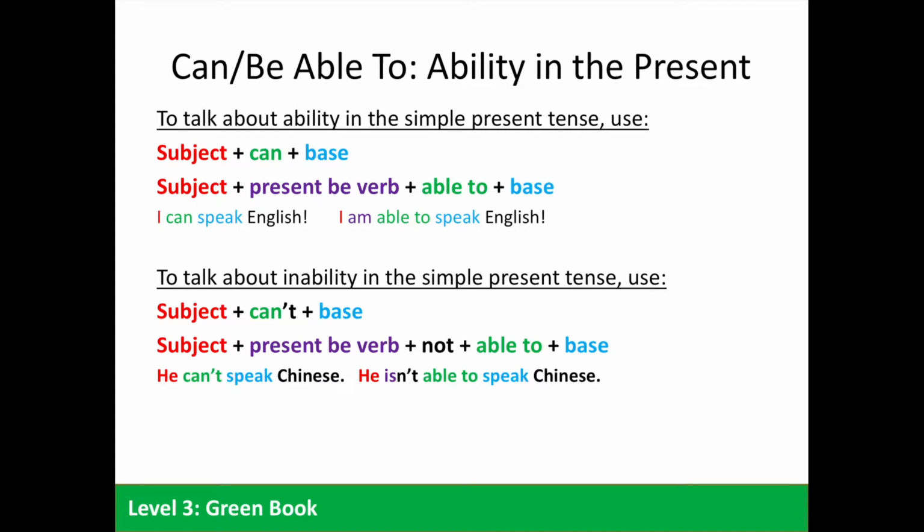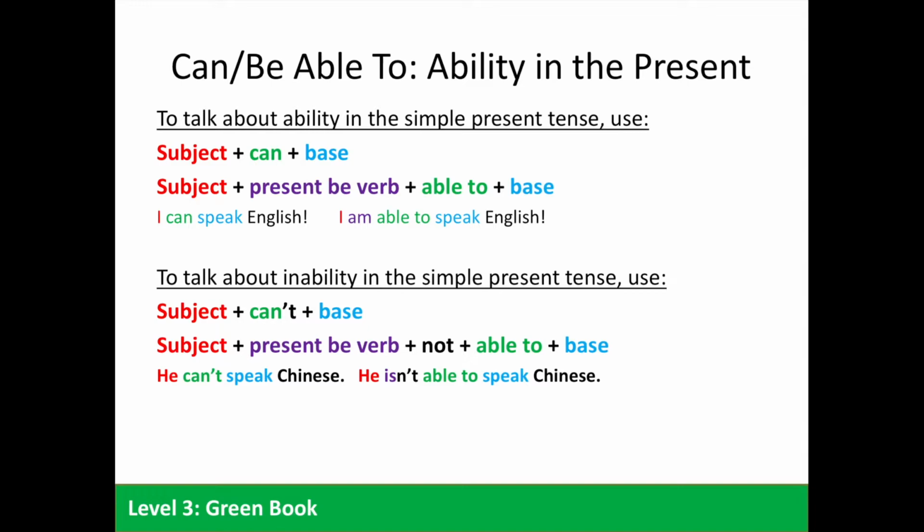Start with the subject, then you have the present tense of the be verb, followed by able to, and then the base verb. You'll have to keep in mind that for be able to, the be verb is connected to the subject. Looking at our examples, we have: I can speak English. I am able to speak English.